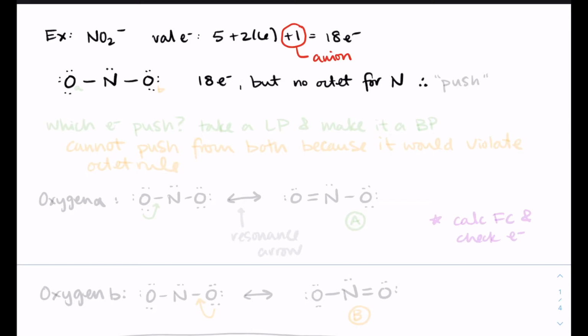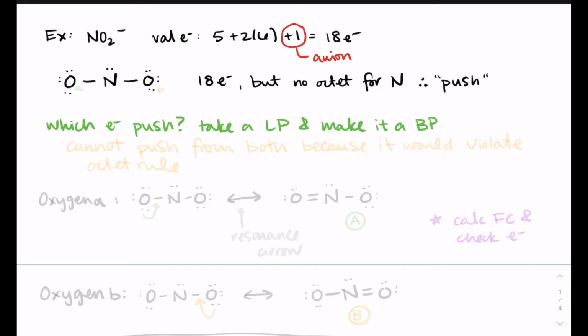Now, if I count the number of electrons I've used so far, I have used 8 around the oxygen on the left and 8 around the oxygen on the right. Now that counts the bond. That only adds up to 16. I have 2 more electrons that I have to put in here. So since I can't put them on the oxygens, I have to put them on nitrogen.